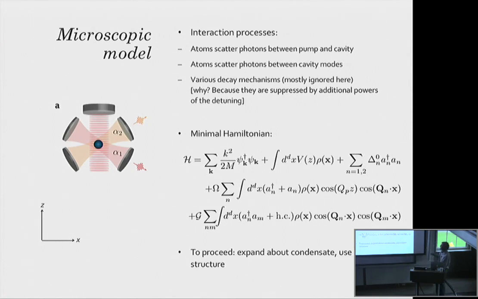Okay, so here's your Hamiltonian, the atomic kinetic energy. It's the Bose-Einstein condensate. Maybe I should have made this a linearly dispersing Goldstone mode.